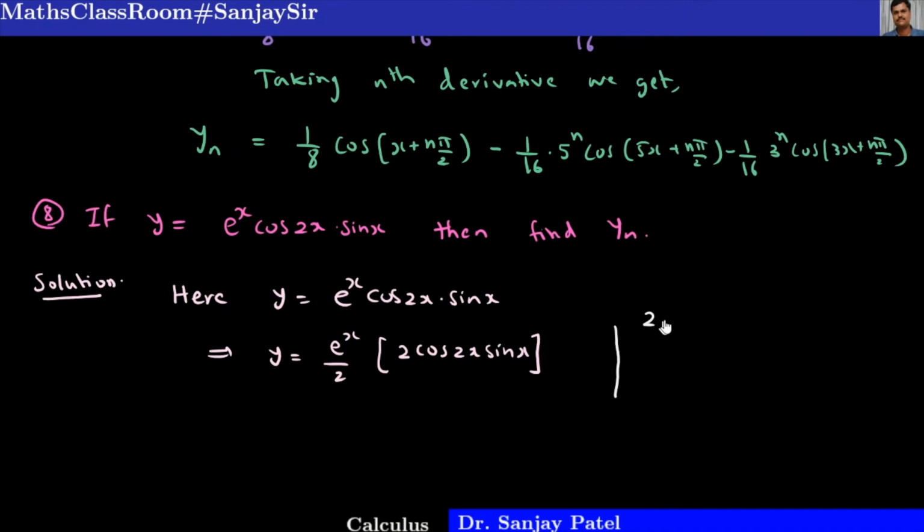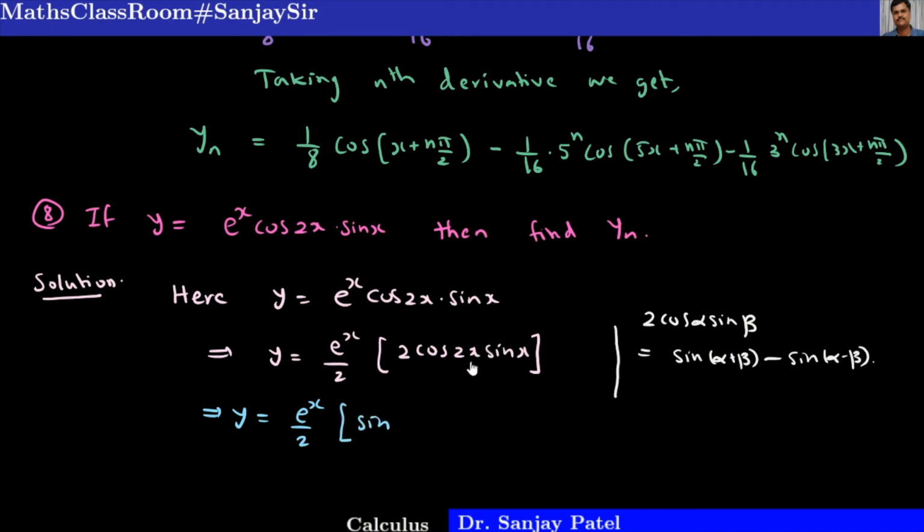That formula, 2 cos alpha into sin beta, is given by sin(alpha plus beta) minus sin(alpha minus beta). So this gives us y is equal to e raised to x by 2 into sin(alpha plus beta). Alpha is 2x and beta is x, so sin 3x, and minus sin(alpha minus beta), so sin(2x minus x) is sin x.